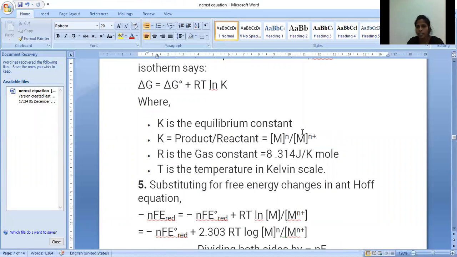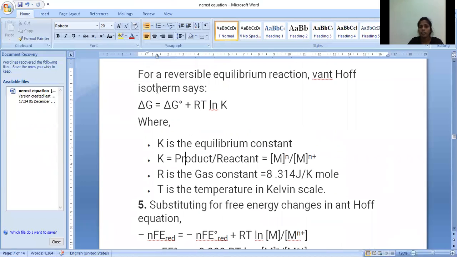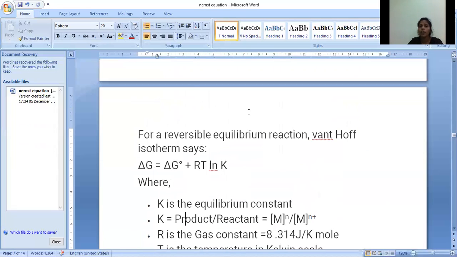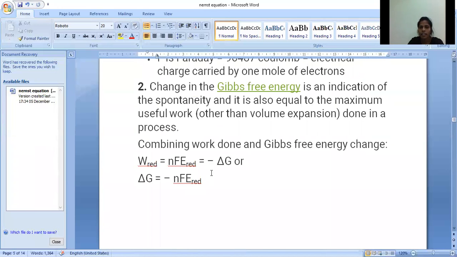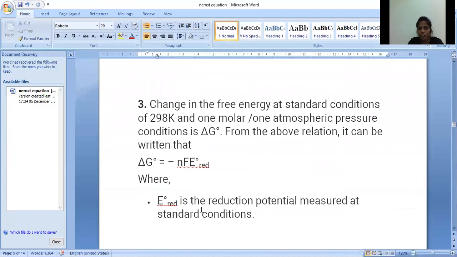R is the gas constant, the value is 8.314 joules per Kelvin per mole, and T is the temperature on the Kelvin scale. So now we have the change in Gibbs free energy, that is the van't Hoff isotherm: delta G is equal to delta G naught plus RT ln K. But we know what delta G and delta G naught are. Delta G is equal to minus nFE, and delta G naught is equal to minus nFE naught.